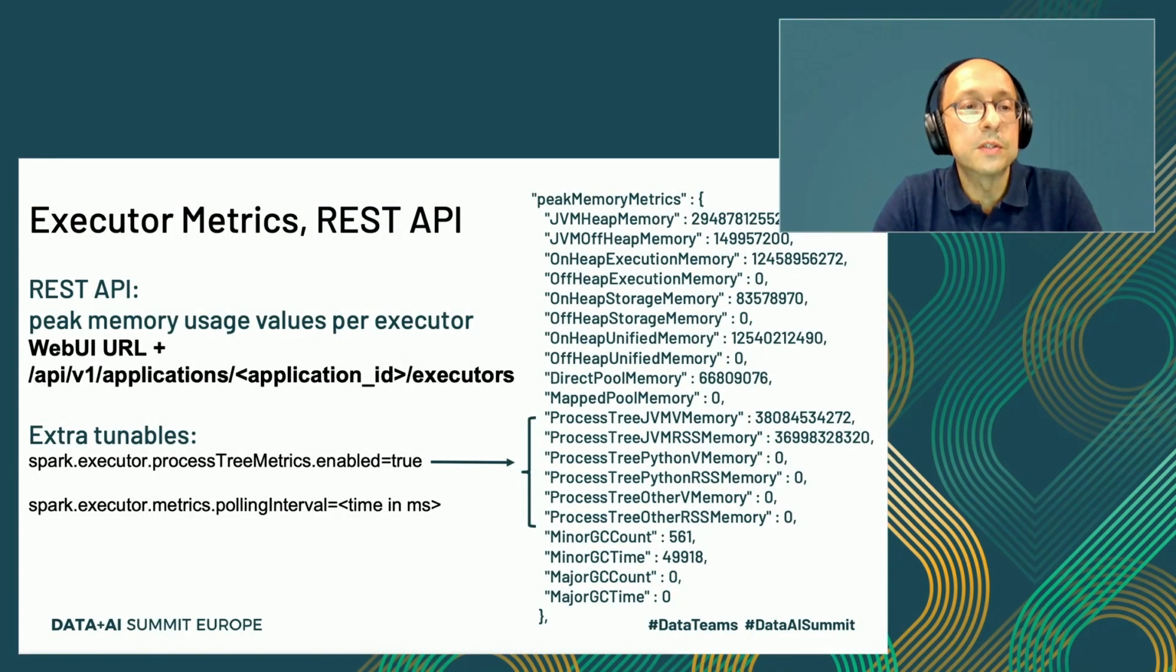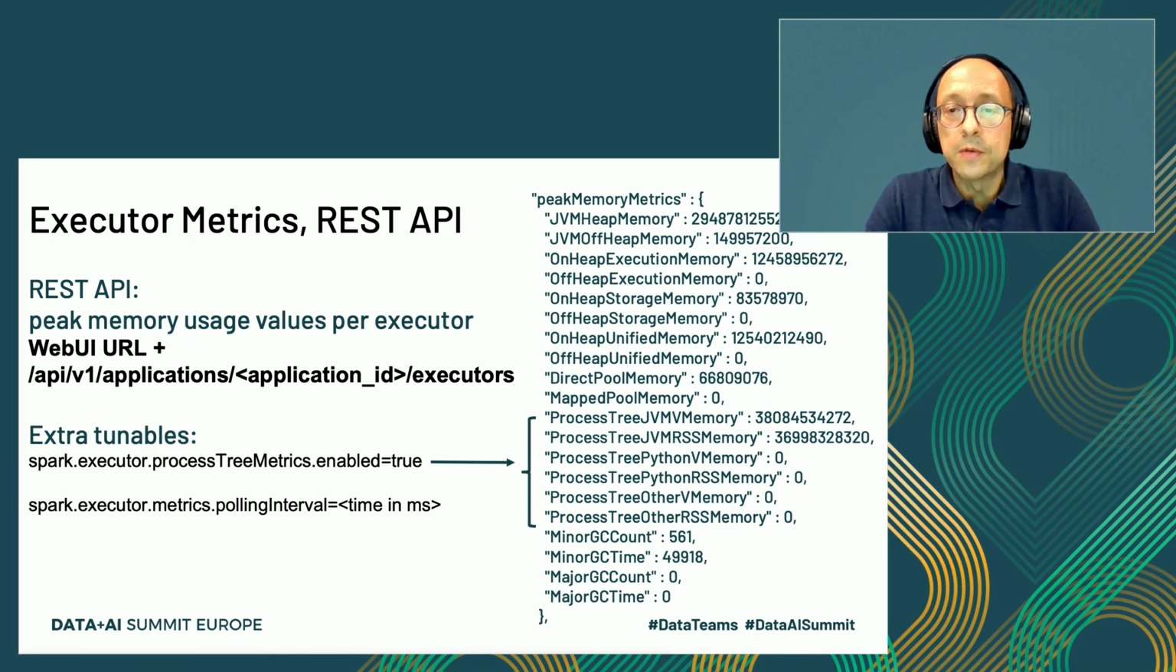This is how it works through the REST API using the web UI URL plus what you see in the slide here. You can get the metrics per executor. For each executor, you can get, for example, the peak memory metrics. On the right of this slide, you have a list of the metrics that you can get. Some of them come from the OS, for example, the process tree metrics, which are optional, and you typically have them on Linux. Some of them come from the JVM, and some from the internals of Spark, like the unified memory details.